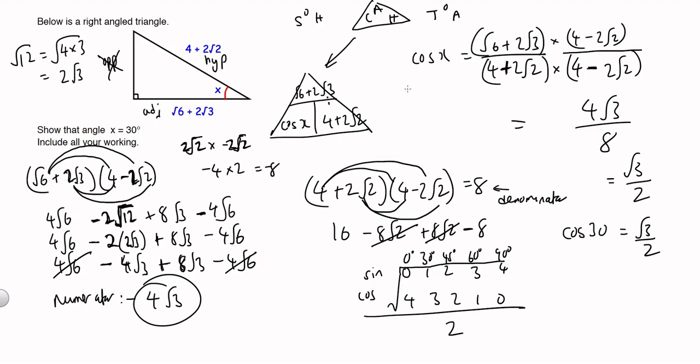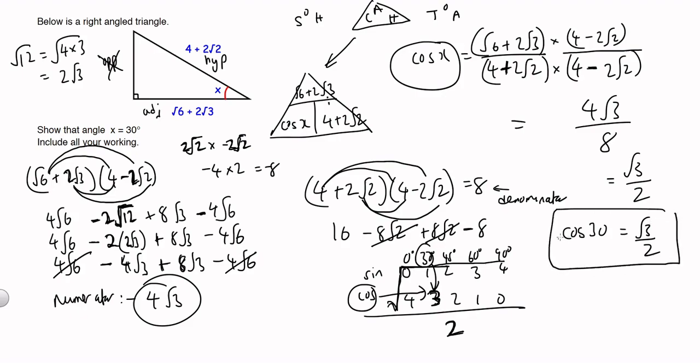So what we have is cos. To find root 3 over 2, you can see from the diagram, root 3 over 2 is referring to cos 30. It's referring to cos 30. By showing this, I prove that the angle is 30 degrees.